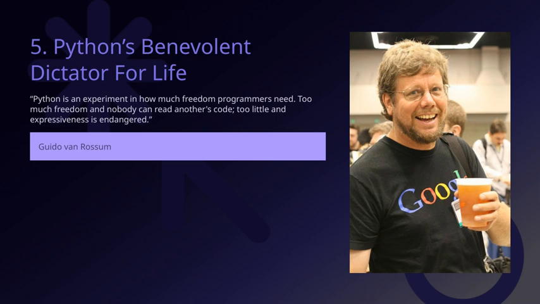This balance is crucial because it directly impacts how easily teams can collaborate and maintain code over time. And to connect this to our overall theme, Python's success lies in this careful balance, giving developers the tools to be expressive while ensuring the code remains accessible. Guido's leadership has helped steer this philosophy, making Python a language that's both powerful and user-friendly.